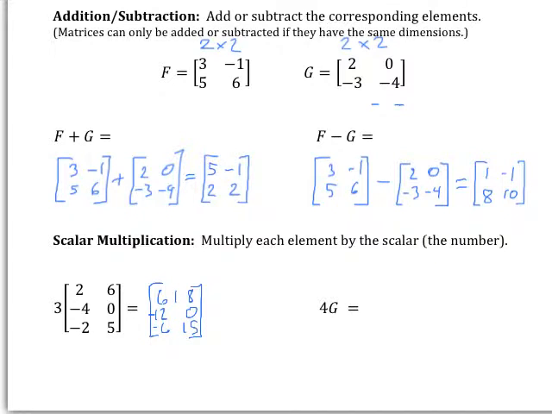And here we go. The second one says 4 times G. Well, that's the number 4 times matrix G, which we have above. Now 4 times 2 is 8. 4 times 0 is 0. 4 times -3 is -12. 4 times -4 is -16. And we're done. That's the basics of matrices.